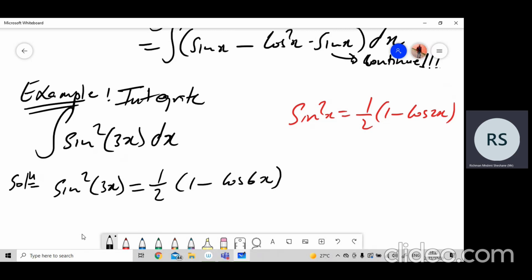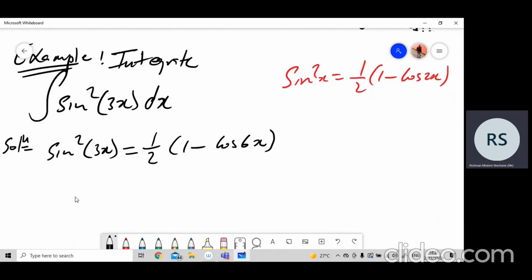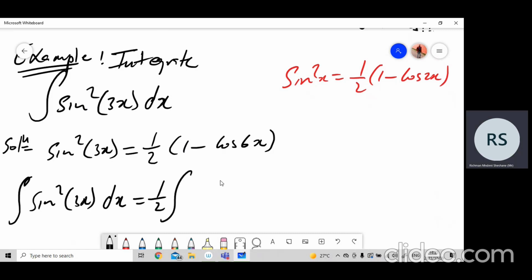So now, again, as we saw, we don't have the standard form for sine squared of 3x dx in this case. Instead of this, we're just going to integrate its identity. We put the constant out and just integrate 1 minus cos of 6x dx.